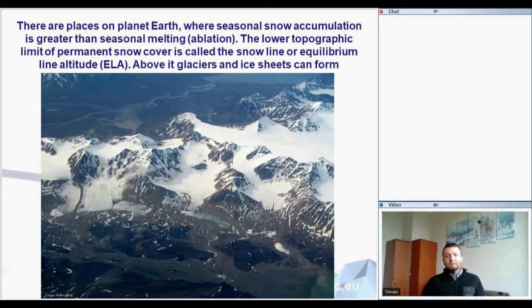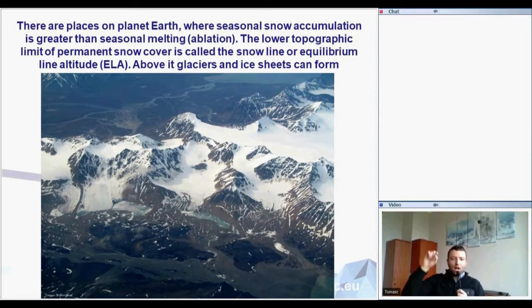And there are some places on Earth where the seasonal snow accumulates, and the snow can stay throughout the year. So its accumulation is higher than seasonal ablation. So during summer, this snow doesn't melt. It stays in this place from previous winter till next winter. And the lower topographic limit of permanent snow cover is called the snow line or equilibrium line altitude.